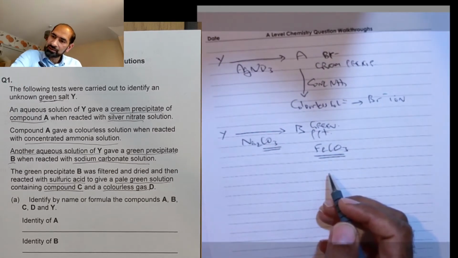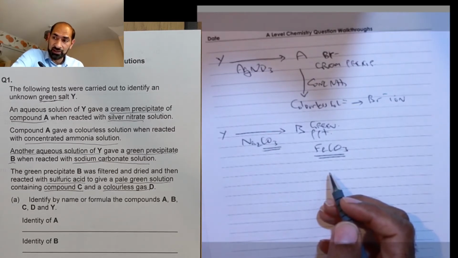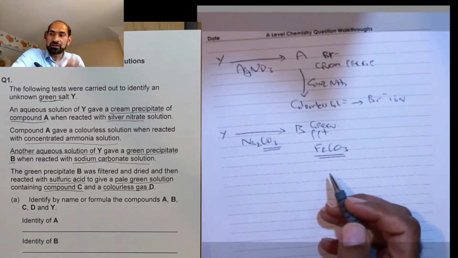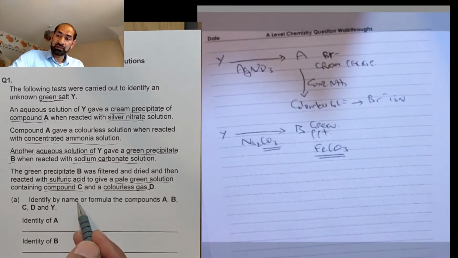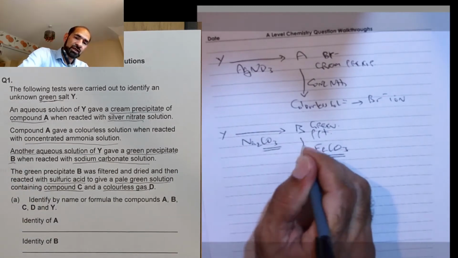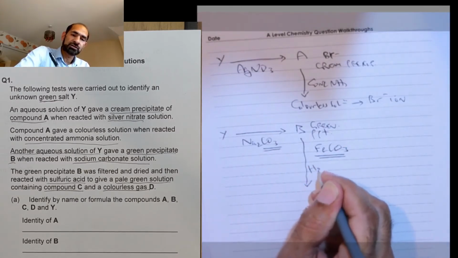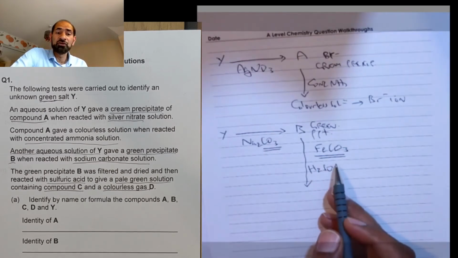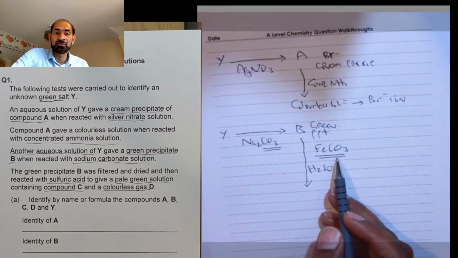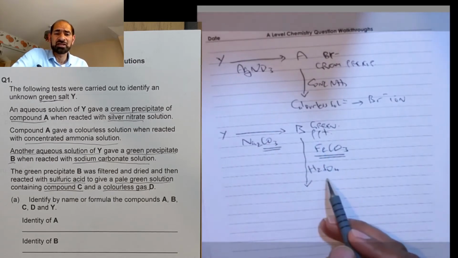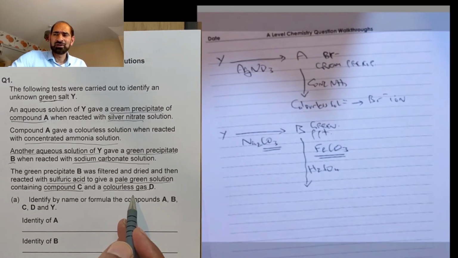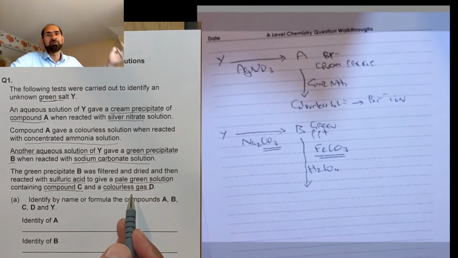Now, what do they then do with it? The green precipitate B was filtered and dried, so there was a solid green precipitate, and it is reacted with sulfuric acid to give a pale green solution containing compound C and a colorless gas. So what they do is they take that and react it with H2SO4. If we know at this point that B is FeCO3, and even if you didn't, you would have known that if B reacts with sulfuric acid and gives you a gas, what kind of compound usually reacts with acid to give you a gas? Metals react with acids to give you hydrogen gas as well.